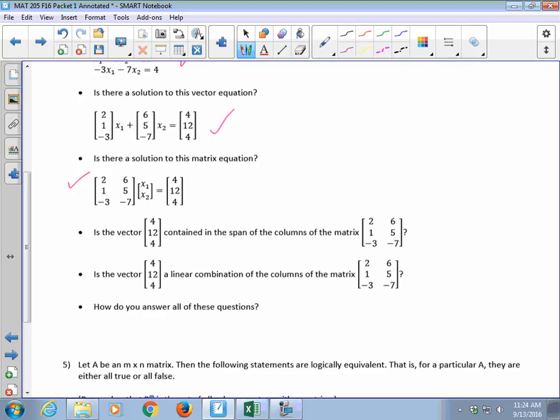So that's a lot of ways of asking the same question. How do you answer all of them? What's that? The same way, yeah. What do you do? Augmented matrix and row reduce.